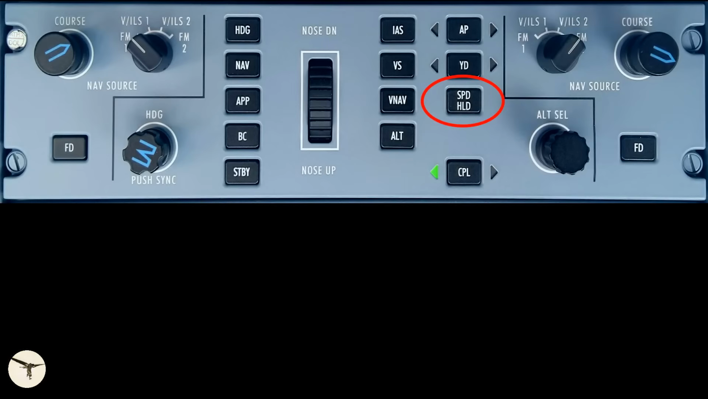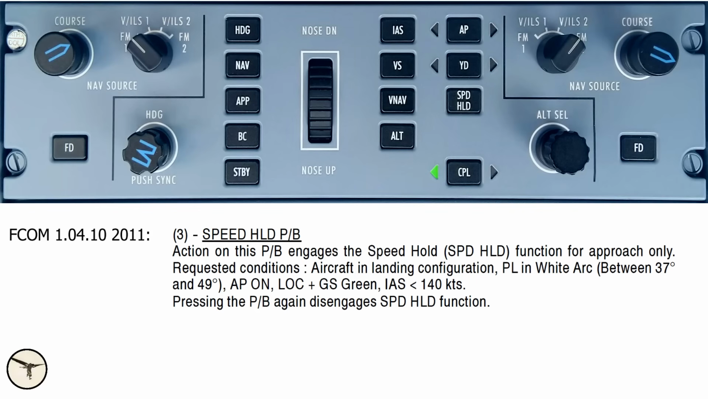The speed hold push button is not active. It was intended to provide an auto power capability for ILS Category 3 approaches. However, no airline has opted to include this function, as the development and certification costs outweigh the operational benefits.